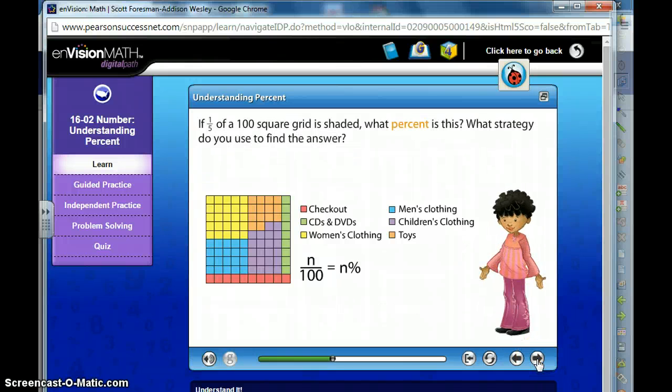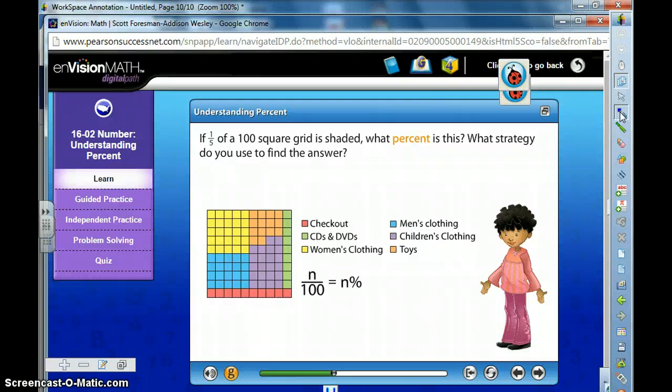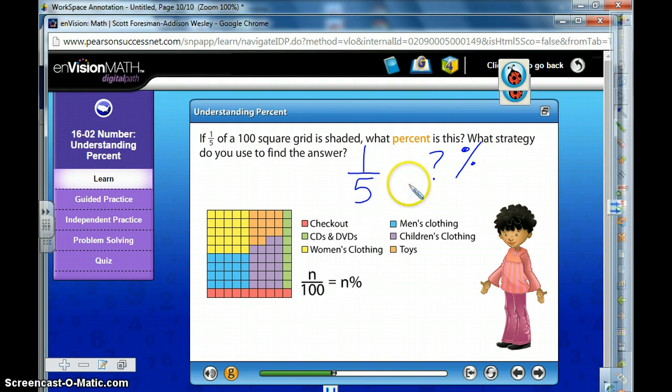If 1/5 of a 100 square grid is shaded, what percent is this? What strategy do you use to find the answer? Let's think about it. 1/5. They want me to find the percent. I don't know what the percent is, and we only know how to do percents when the denominator is 100. Can we do it? Ethan?